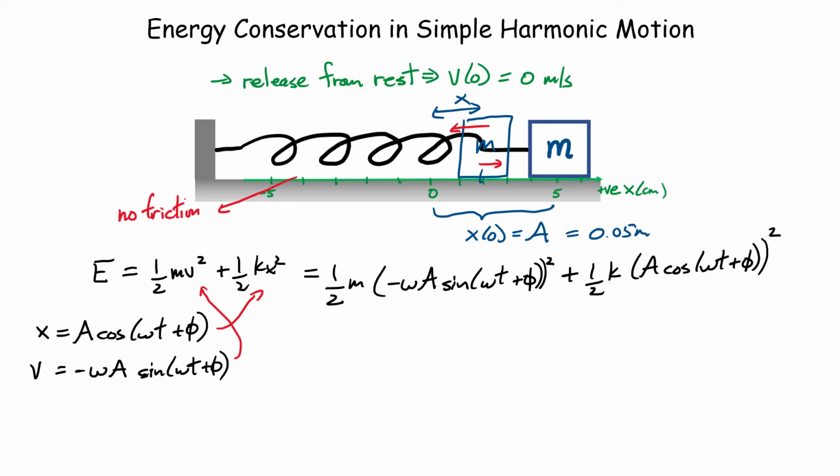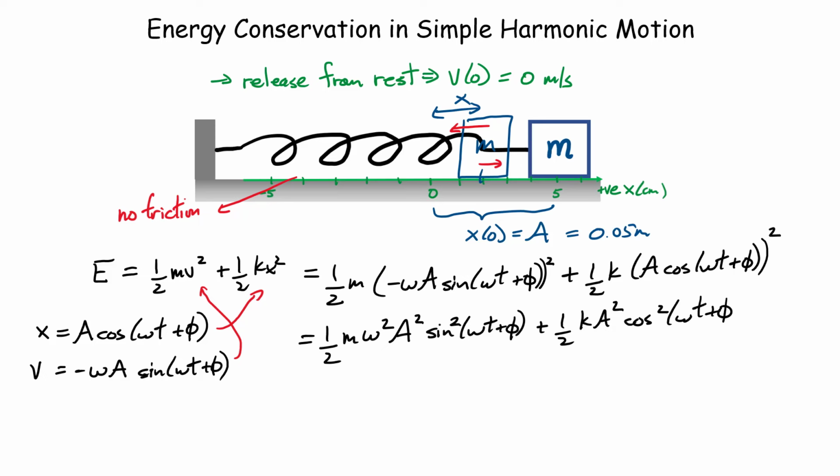Now we have to do a little bit of algebra here. Let's square those terms and see what we're left with. So we get 1/2 m, and this becomes omega squared a squared. This looks complicated, but just bear with me for a minute. Sine squared of omega t plus phi, plus 1/2 k. Again, here I get an a squared, and again cos squared of omega t plus phi.